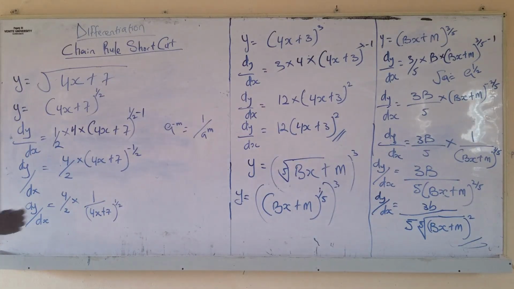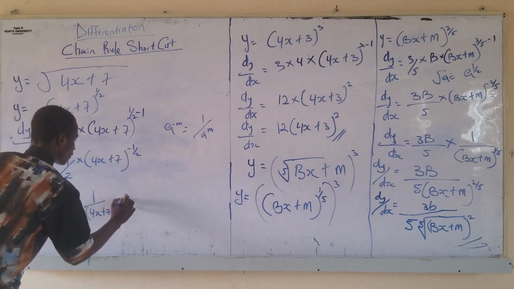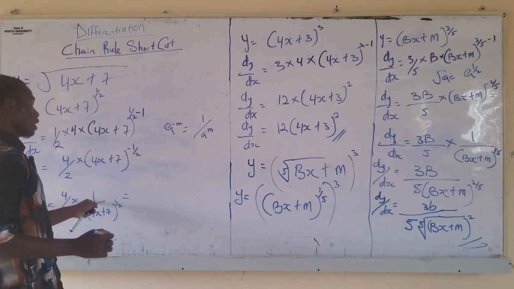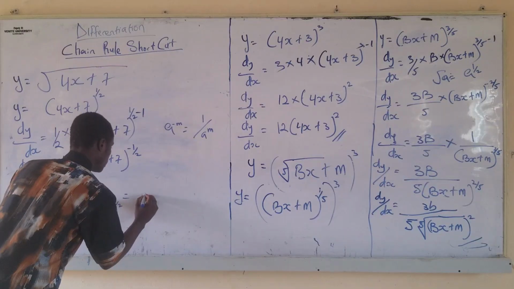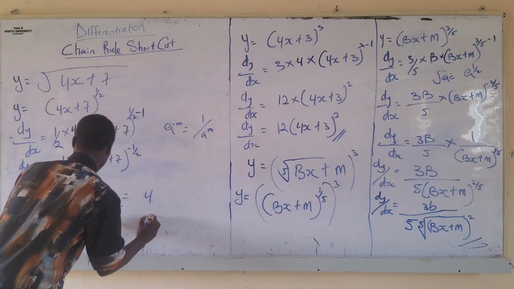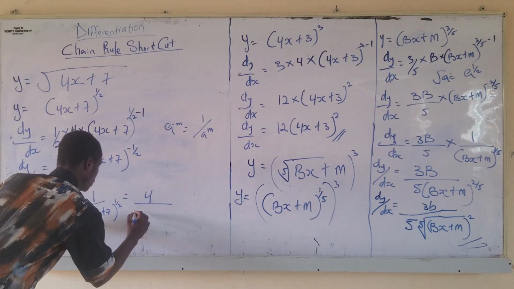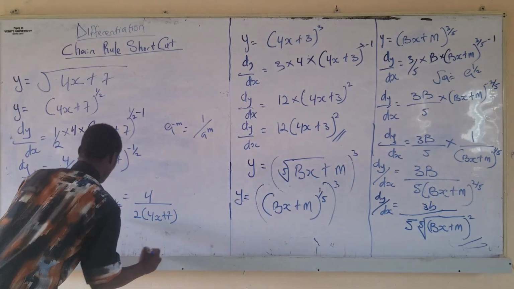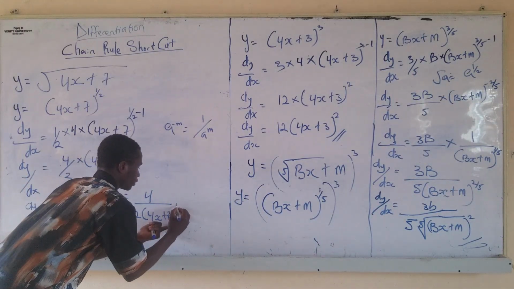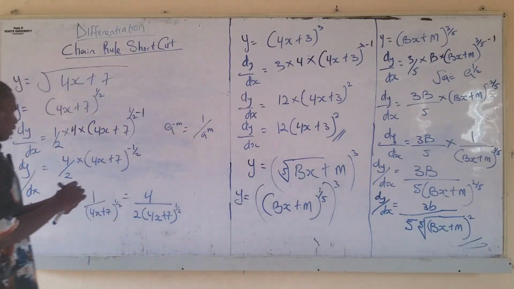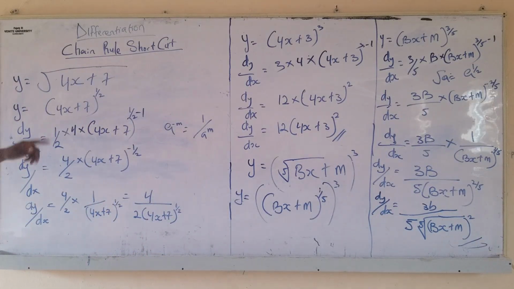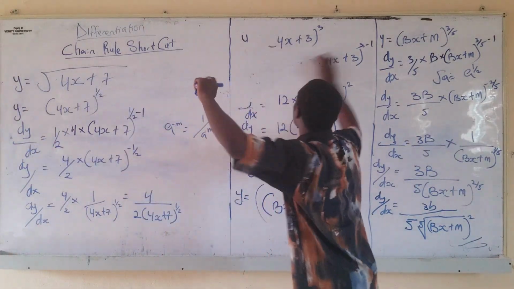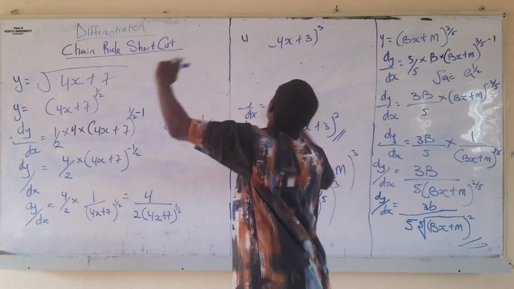Then in this case, this now becomes 4 times 1, which is 4, over 2 times (4x plus 7) raised to power 1 over 2. We are not stopping here. We have to convert this back to its original root, that is, to how it was given in the question.